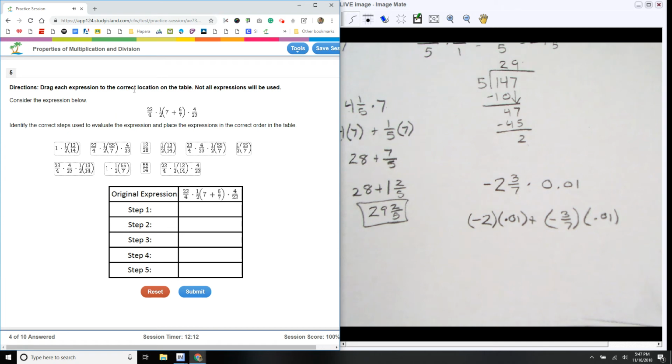Drag each expression to the correct location on the table. Not all expressions will be used. So consider the equation below. Identify the correct steps used to evaluate the expression and place the expressions in the correct order in the table. So our original expression, 23/4 times the sum of 7 6/7 times a half times 4/23. All right, so if we were going to do all that, what would we do first? Well, we got lots of options here. According to what we have here, I would add the parentheses together first. 7 plus 6/7. What is 7 plus 6/7?